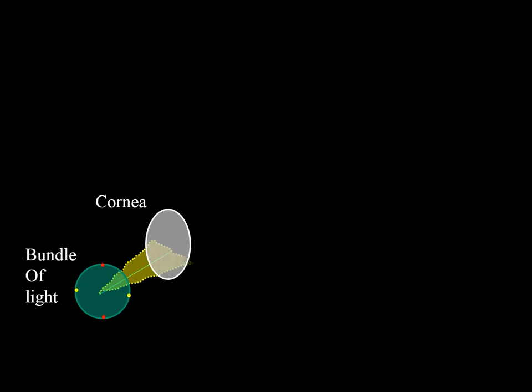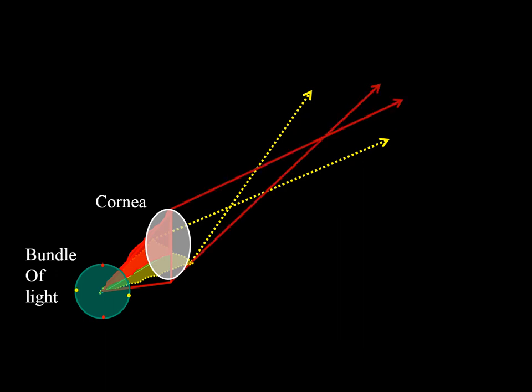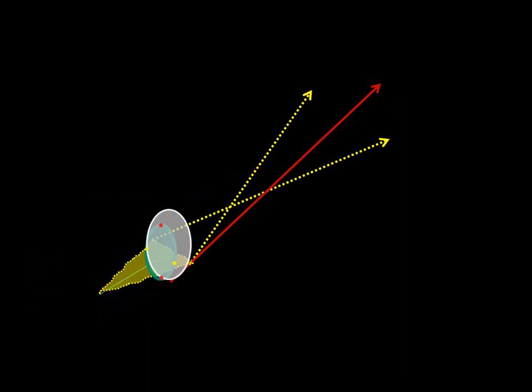If the cornea is toric, notice how we have the red dots vertical, so this is the vertical meridian, and the yellow dots are horizontal. In the bundle of rays passing through the cornea, the yellow dots gradually come close to each other while the vertical are still away, till this bundle is focused in a vertical line.